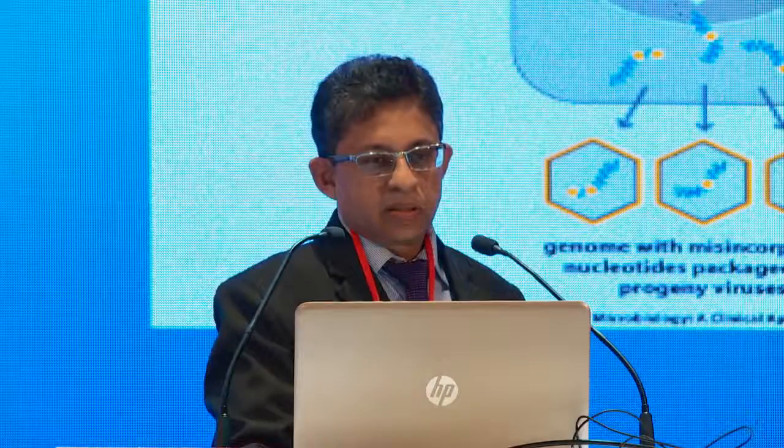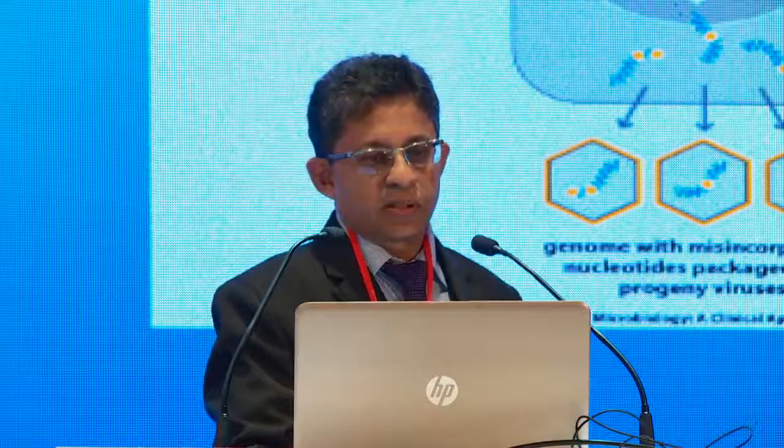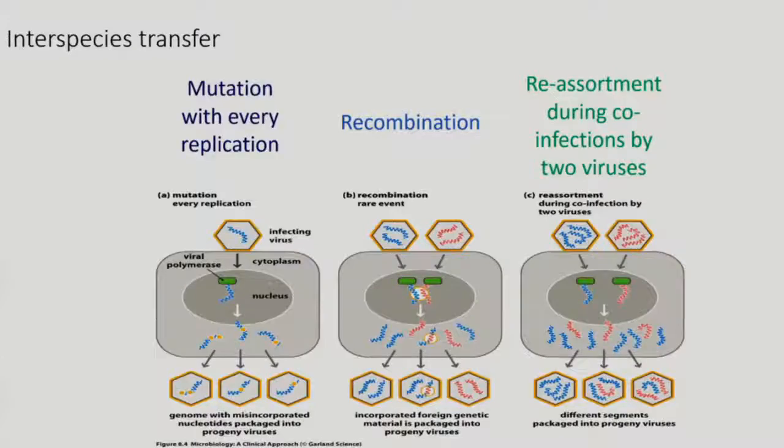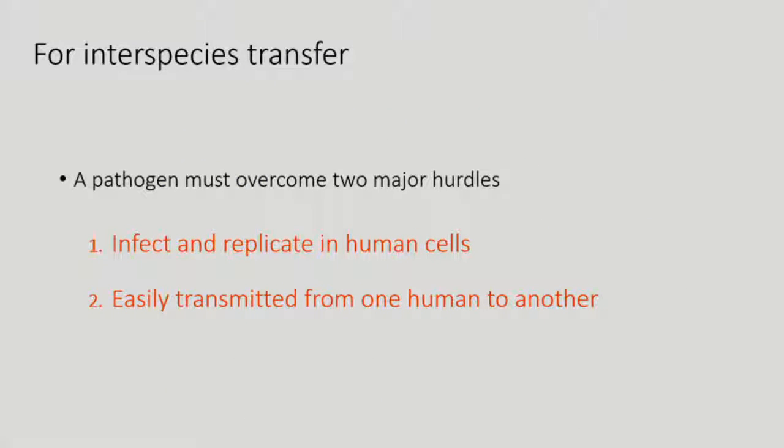So this is interspecies transfer. You get mutations with every replication, recombination, and resortment. And for the interspecies transfer, a pathogen must overcome 2 major hurdles. One is to infect and replicate in human cells, and the other is to be easily transmitted from one human to the other.